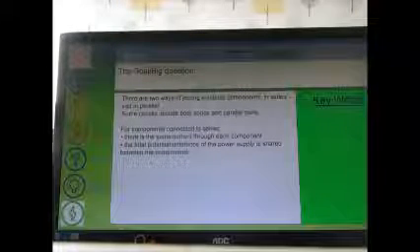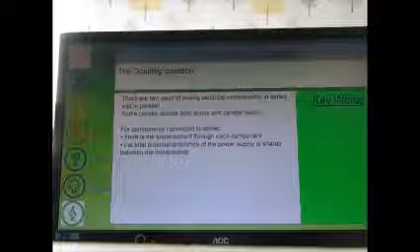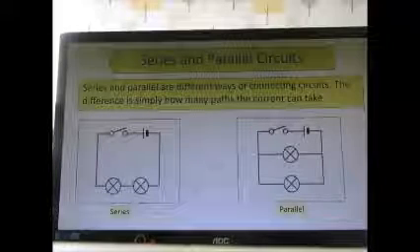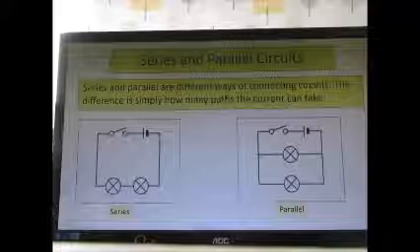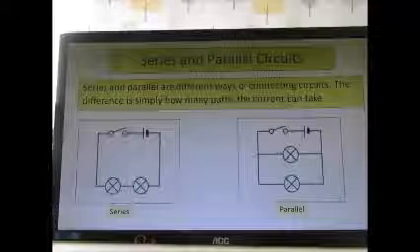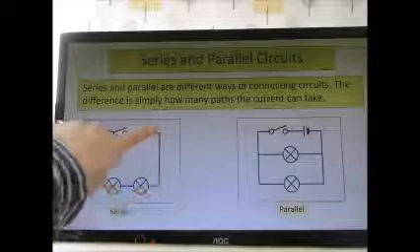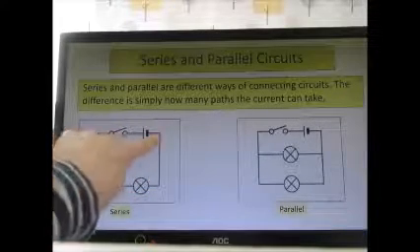Okay, so in this video I'm going to talk you through the difference between series and parallel circuits. In a series circuit there's only one path for the electricity to flow through. So if you look on here, this is a series circuit. The electricity has only got one path that it can follow around the circuit.